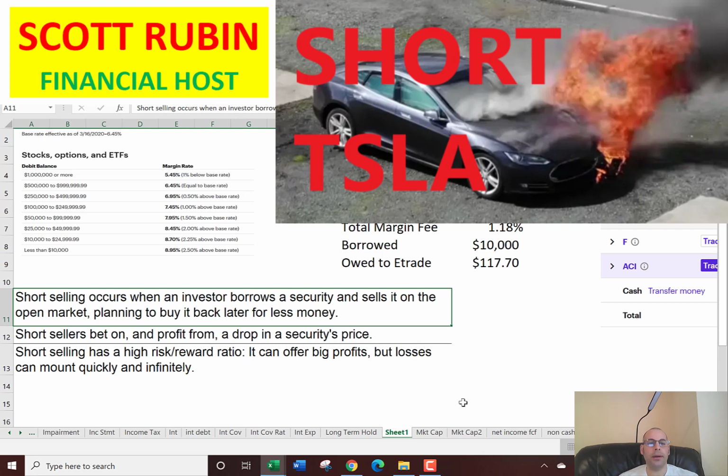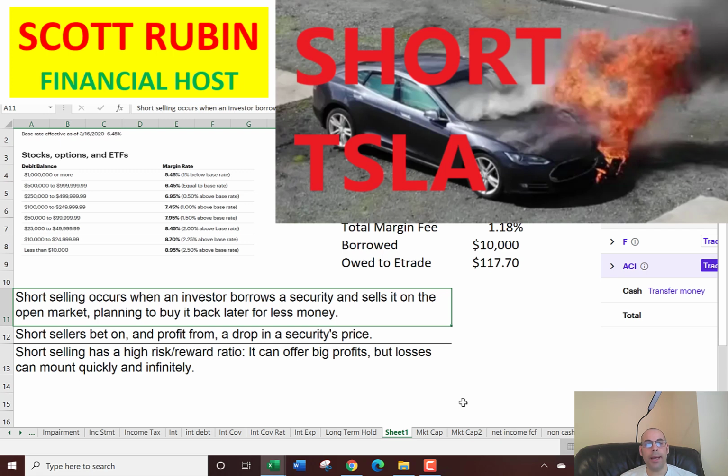So short selling occurs when an investor borrows a security and sells it in the open market, planning to buy it back later for less money. And I'm going to show you how to do this on E-Trade and then try to explain a little more in depth about it, because it might sound a little confusing at first.